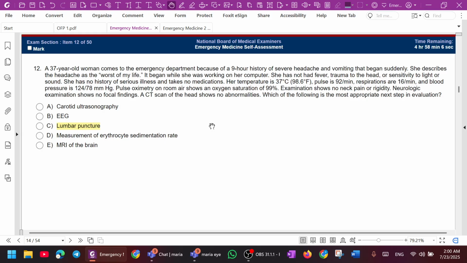CT scan is most sensitive to detect subarachnoid hemorrhage within the first 6 hours from the onset of symptoms and may reveal hyperdense blood products in the subarachnoid space. It's not MRI. MRI has a high sensitivity for detection of subarachnoid hemorrhage, but it is a time-consuming study that will delay treatment, while lumbar puncture allows for more immediate detection. Okay, next.